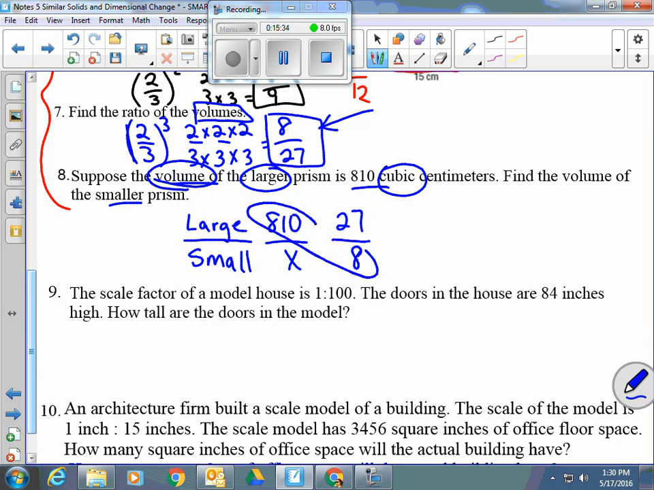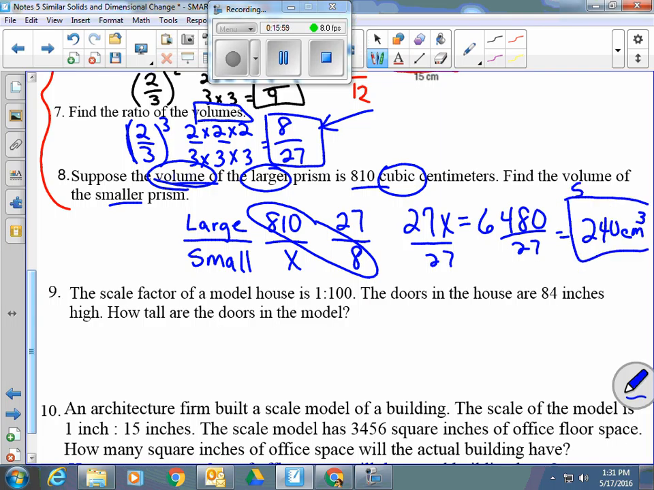and then we're going to cross multiply. So that would give me 27x. Somebody multiply 810 times 8, and tell me what do you get? 6,480. 6,480. Now what? Divide by 27, and you get 240 centimeters cubed. So this right here would be my small prism.